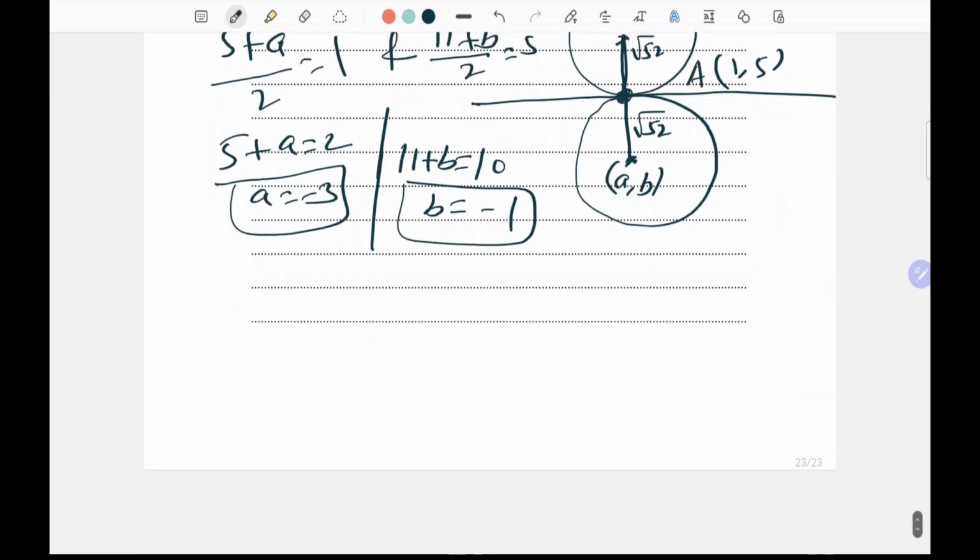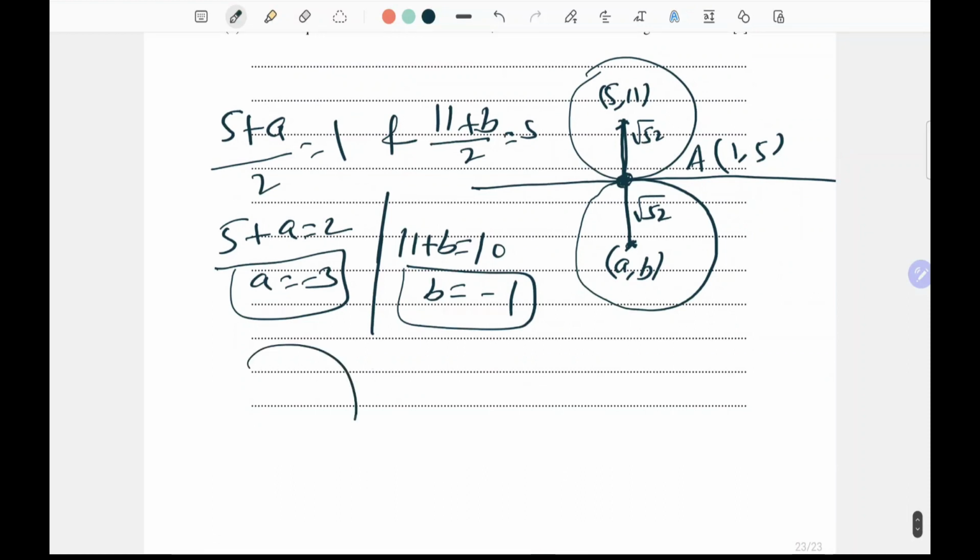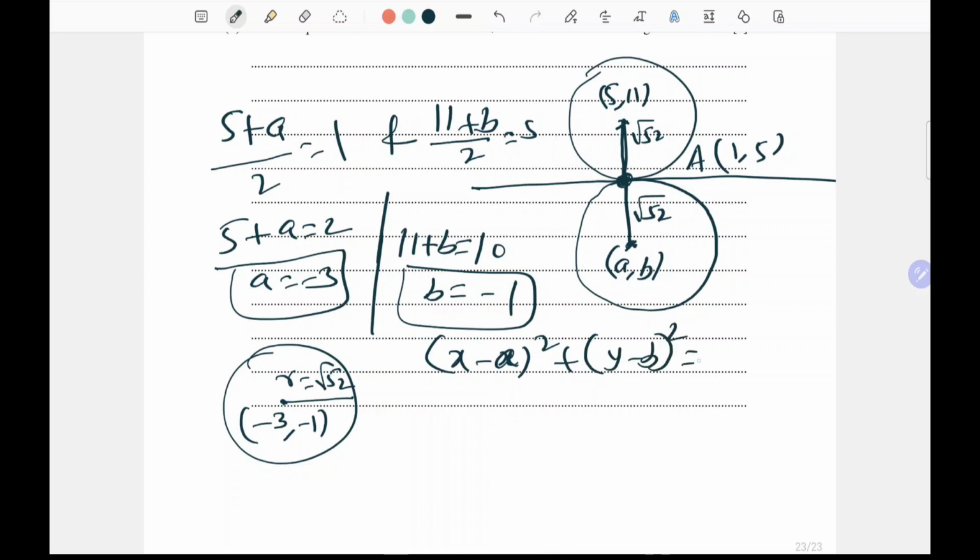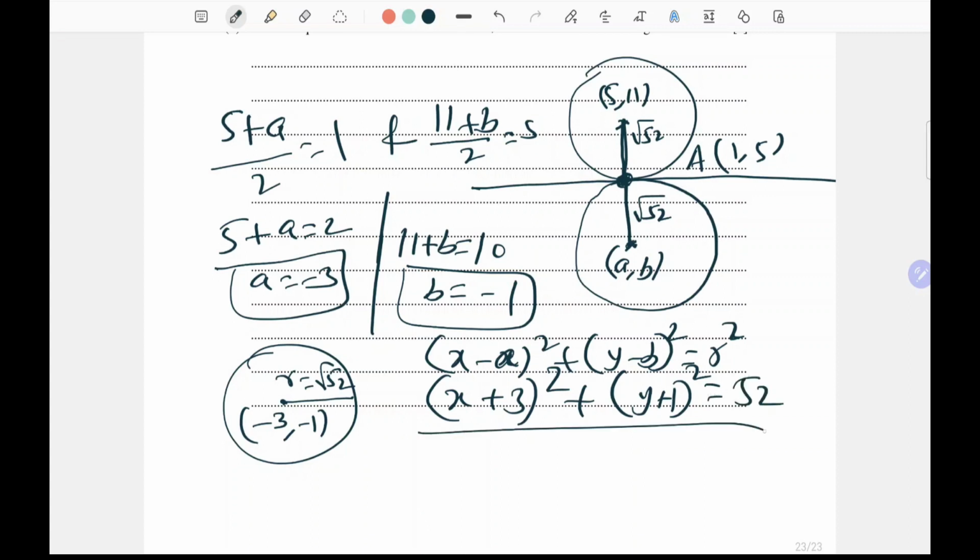Okay, so now for equation of the circle, we have center A, B, which is -3, -1, right? And radius we have √52, and we know that x minus a whole square plus y minus b whole square equals r square, right? Okay, so guys, x minus, and a is -3, so x plus 3 whole square, y minus and -1, so y plus 1 whole square, and radius is √52 whole square, so that is 52. So this is my equation of circle.